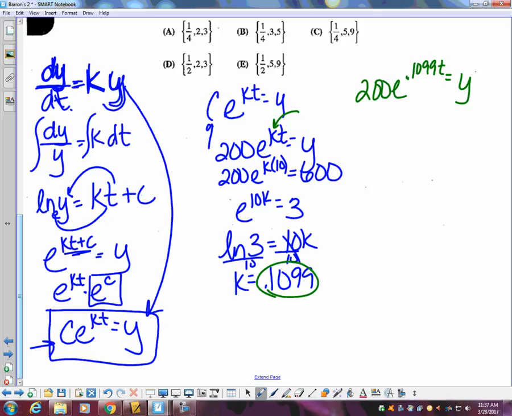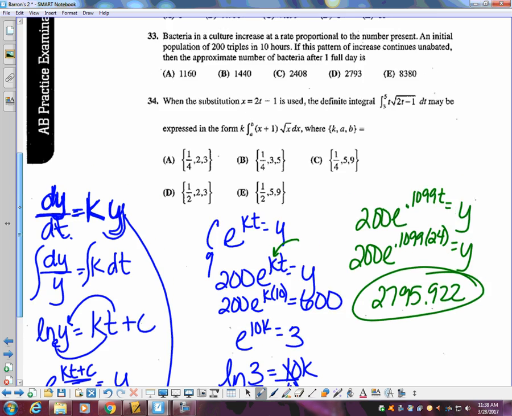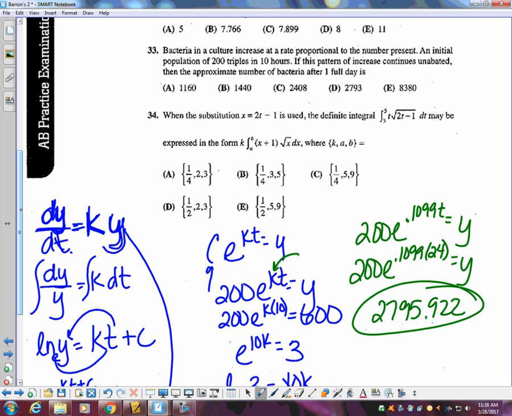Okay, now what it wants is how much do I have after 24 hours? Well, I've got my C and I've got my k, so now all I have to do is plug in 24 hours for my t. So 200 e to the 0.1099 times 24. Pause the video, plug this into your calculator, and make sure you get, I got 2795.922. So pause it, plug it in, and make sure you're good. So let's see if we pick the closest answer. We're going D.